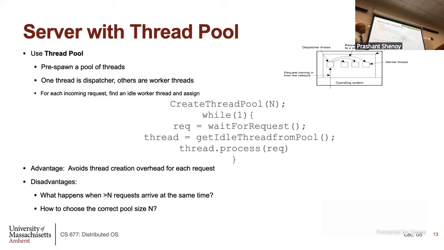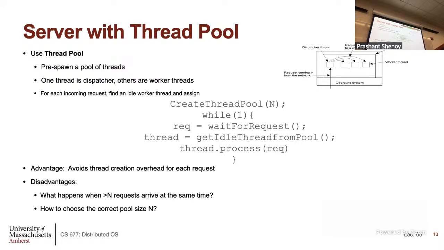All right. So one thread is the dispatcher. That was the same picture I showed you for the web server. So there's a dispatcher thread. The other threads are called worker threads. Worker threads are the ones that will be either idle or they will be assigned a request to be processed. So the advantage here is avoiding the overhead of thread creation and deletion. You only do it once.